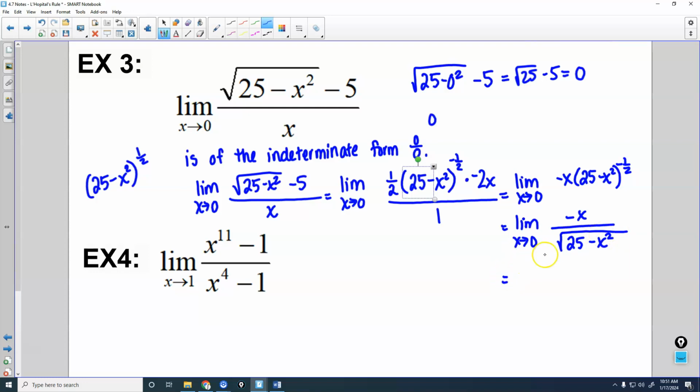Okay, so when I plug in here, I'm going to get negative 0 over square root of 25 minus 0 squared. What is that going to give me? 0 over 5, which is 0. So that feels kind of wrong to get 0 as the answer. It makes you feel like it's not working out. But this time you're not getting 0 over 0. You're getting 0 over a number, so that is 0. Correct. Right. 0 over another number is fine for that.